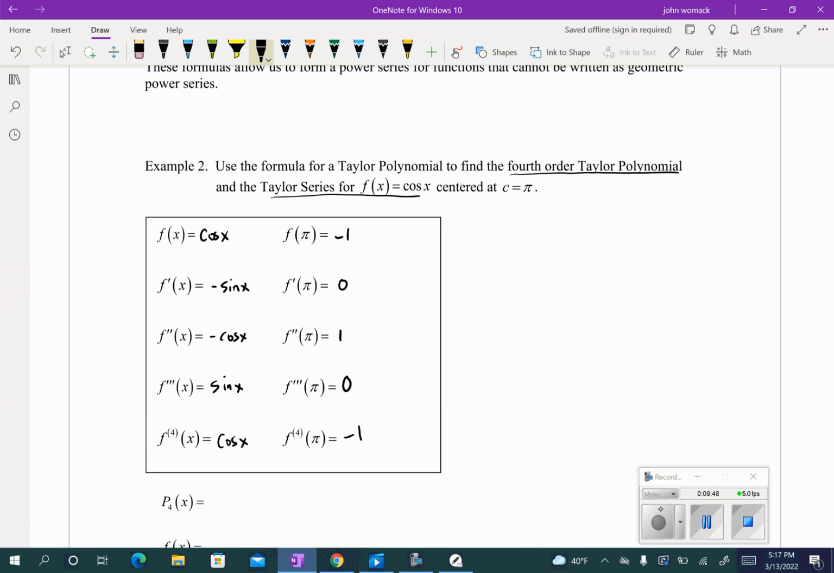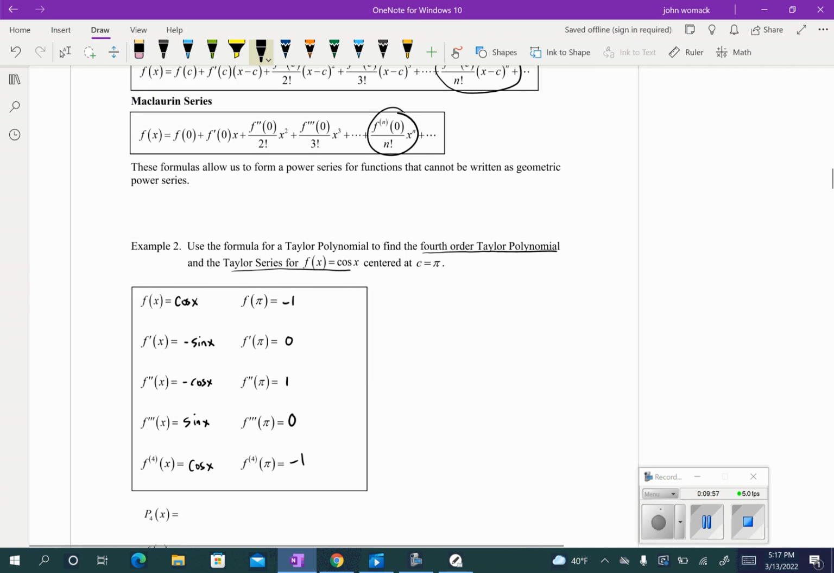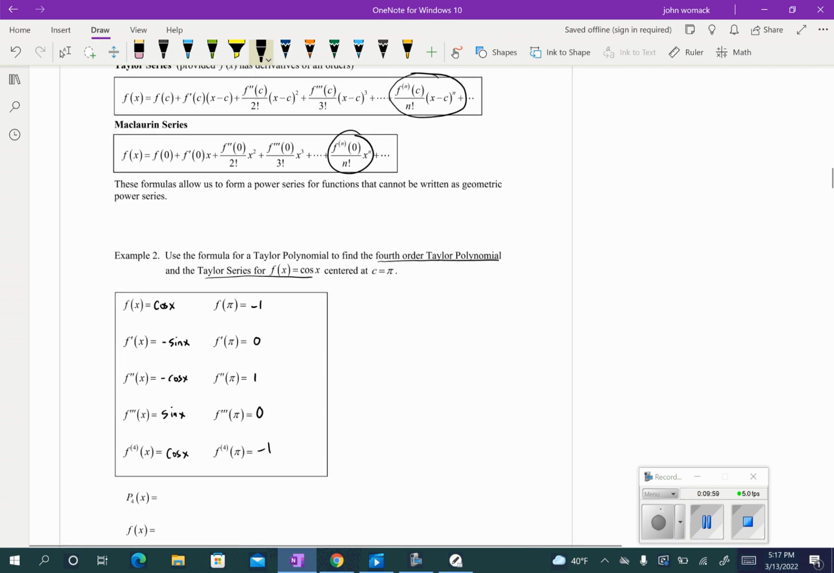So that's what we need to do the fourth order Taylor polynomial, right? Okay, so I'm going to shrink this down a bit so we can see it up above. I'm just going to start plugging things into our formula up there. So I'm going to say this fourth degree Taylor polynomial is going to look like this.